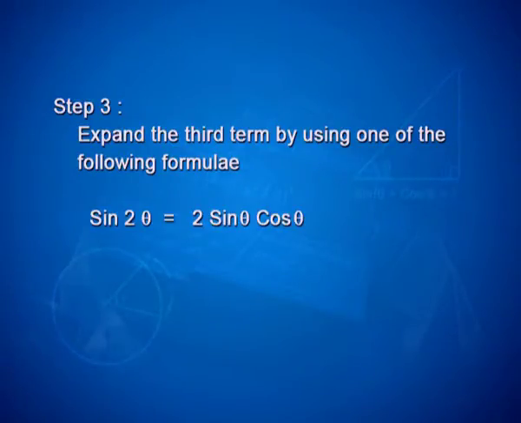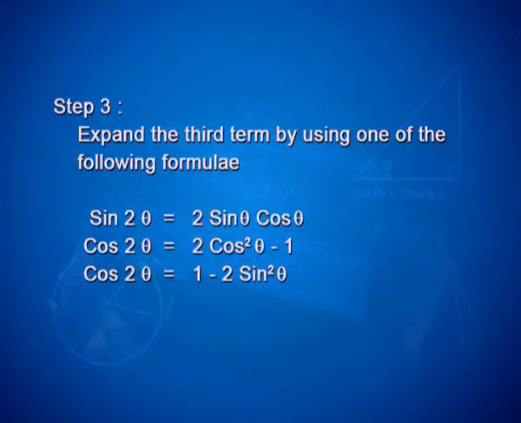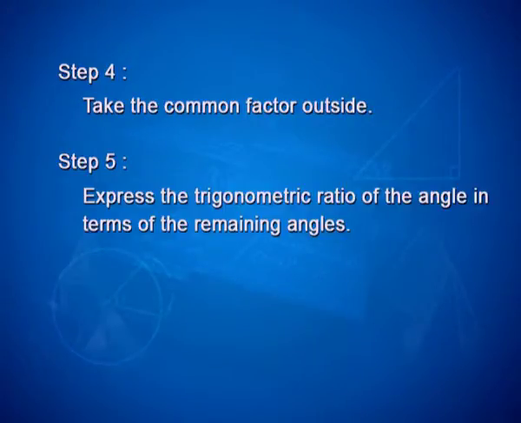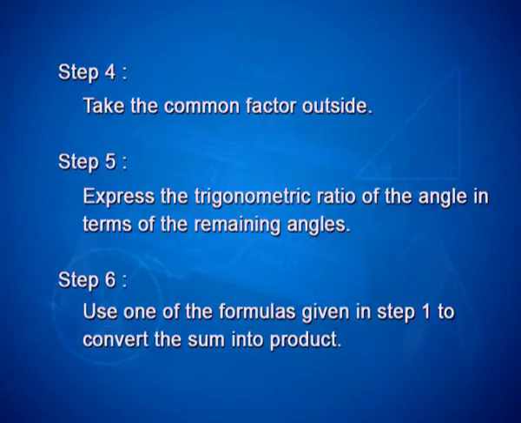Sin 2 theta is equal to 2 sin theta cos theta, cos 2 theta is equal to 2 cos square theta minus 1, cos 2 theta is equal to 1 minus 2 sin square theta, etc. In step 4, take the common factor outside. In step 5, express the trigonometric ratio of the angle in terms of the remaining angles. In step 6, use one of the formulas given in step 1 to convert the sum into product.